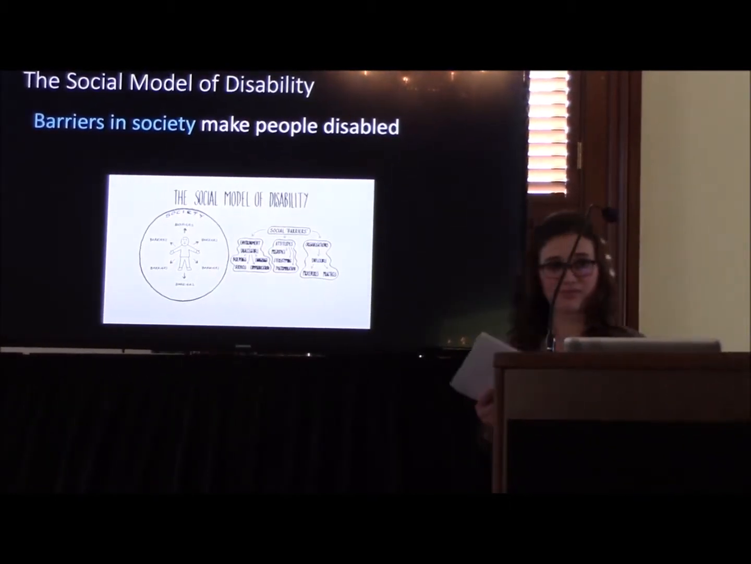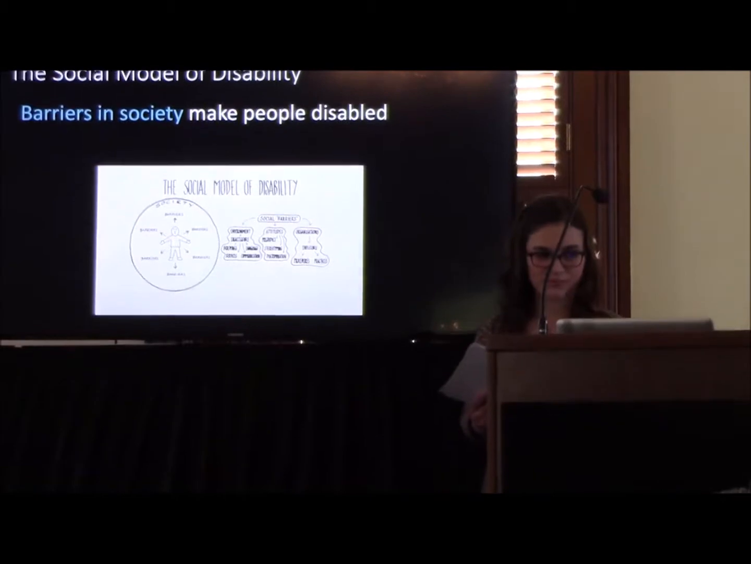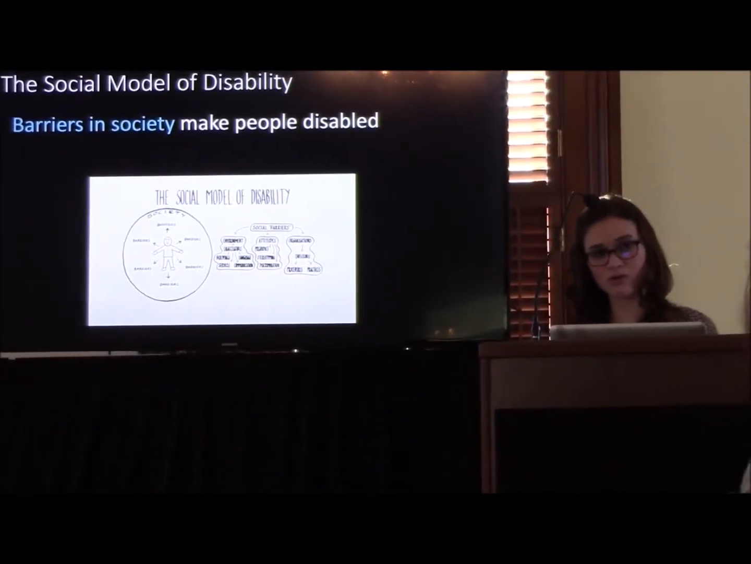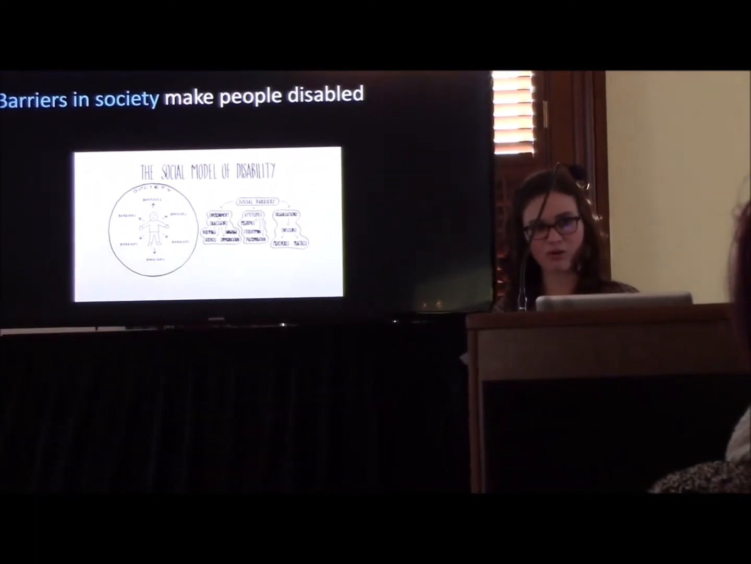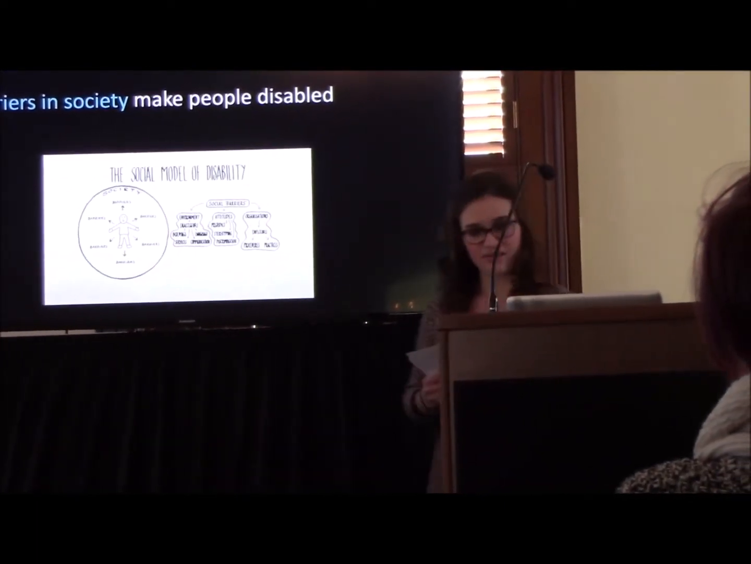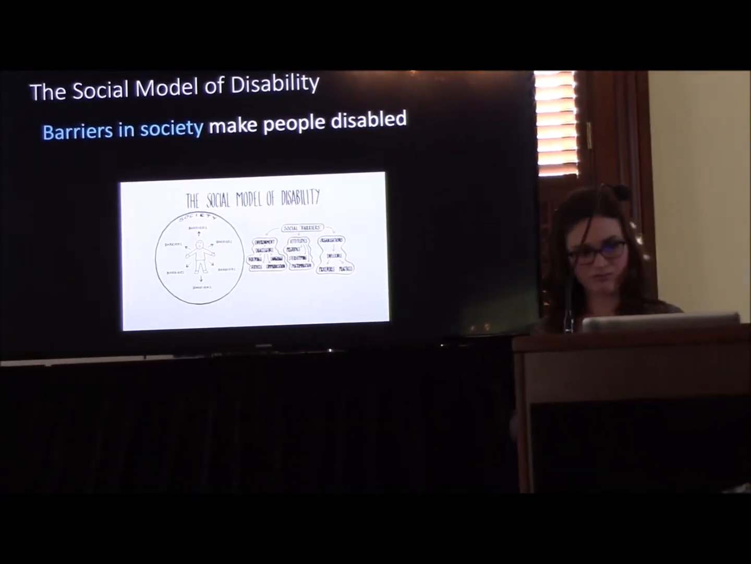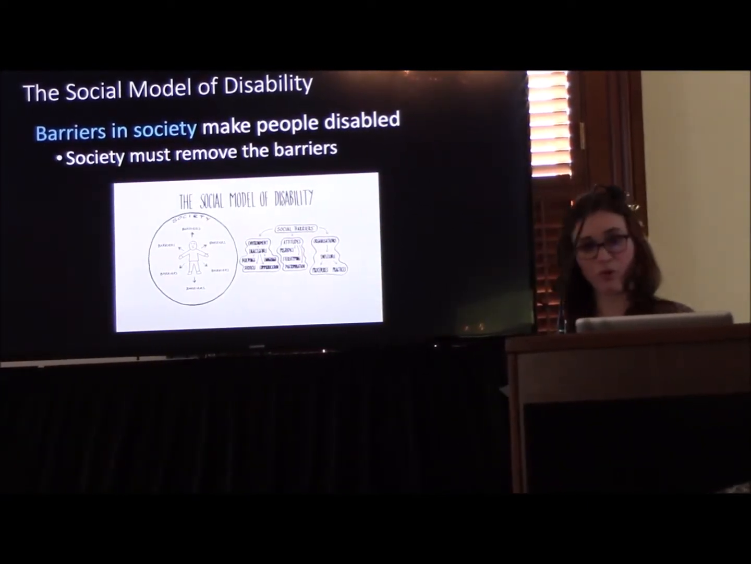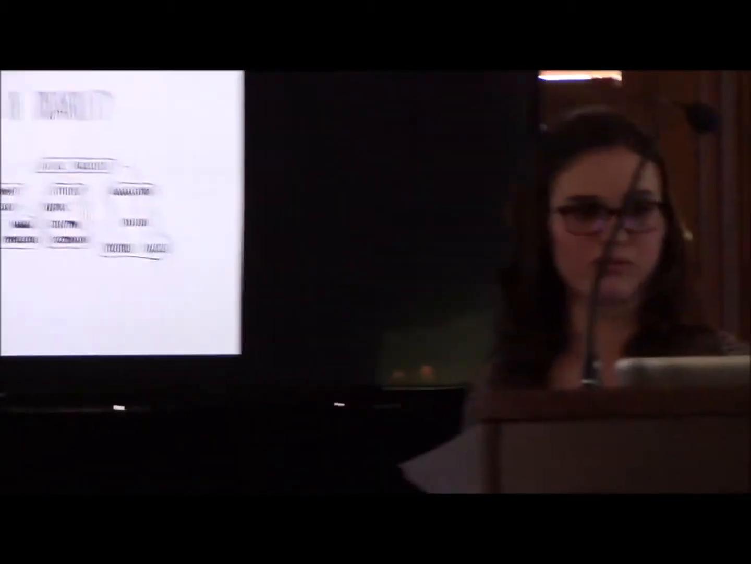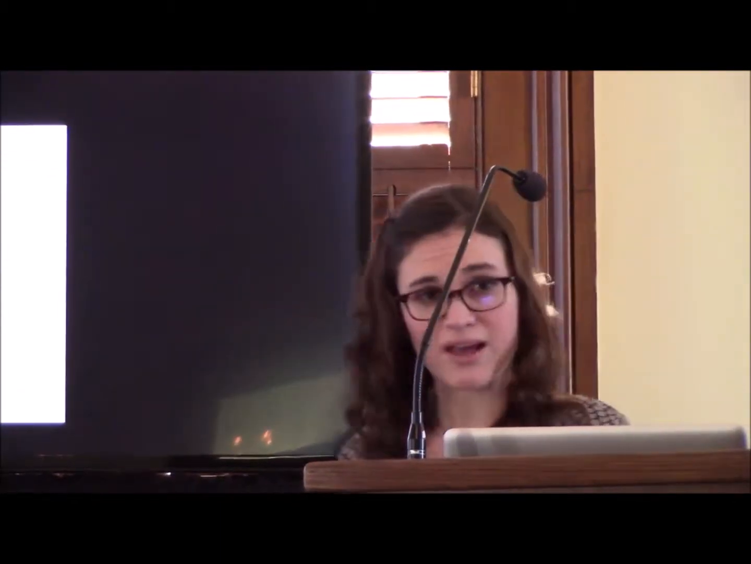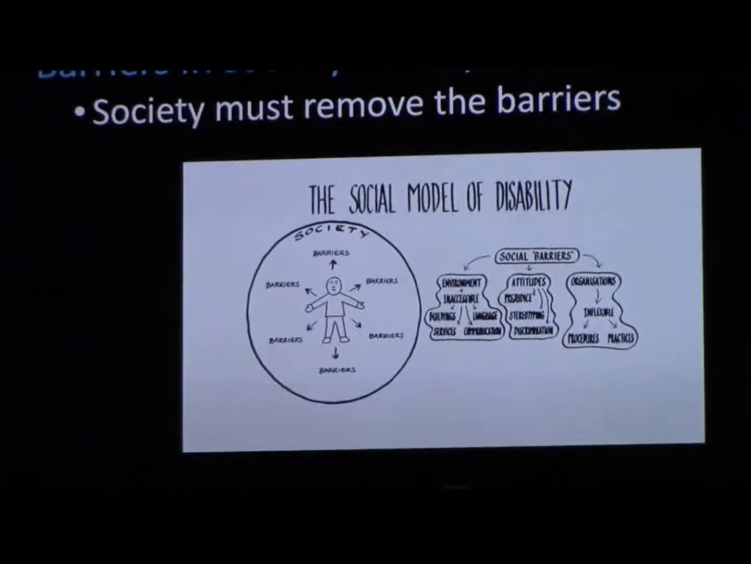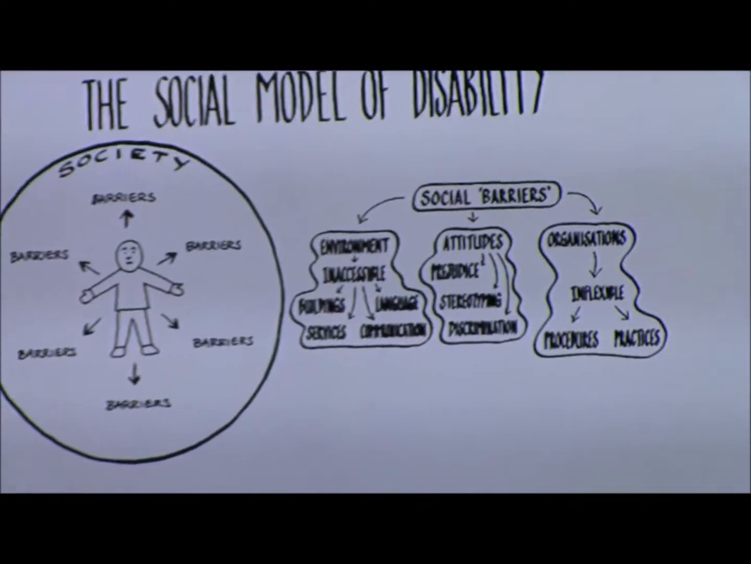Here are some key terms and theories that help to guide my research. The first one is the social model of disability. The social model of disability says barriers in society make people disabled. Therefore, it is society's job to remove those barriers. So let's picture a food store where a person in a wheelchair is able to enter the store. There's a wheelchair accessible ramp, there's automatic doors. However, all the food items on the shelves are beyond their reach. Therefore, that place is inaccessible.